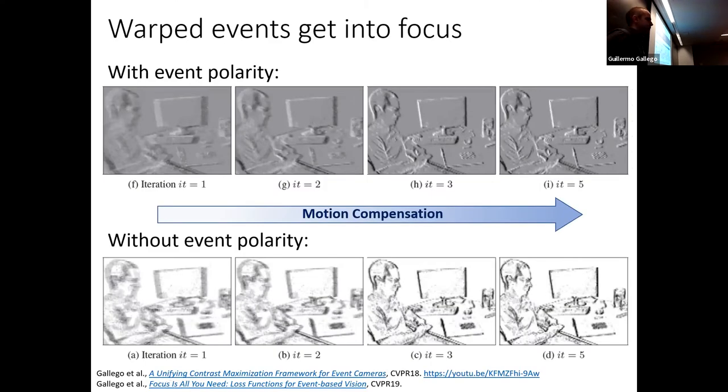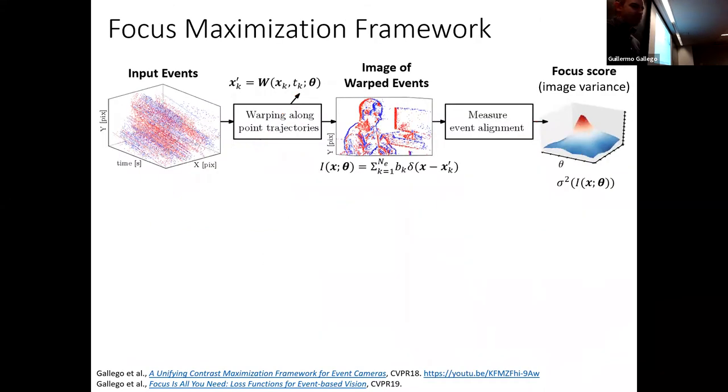Yes, I have a question. In this method, in theory, you can warp any event to any edge. Is there any regularization that avoids the trivial solution where all the events warp into a single pixel? Okay, that's a good point. That really depends on your space of motion hypotheses. If you only allow for rotational motion, this will not happen. If you allow for zoom in, zoom out, this will happen.